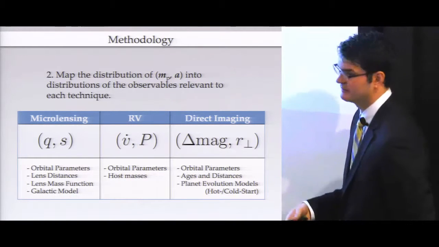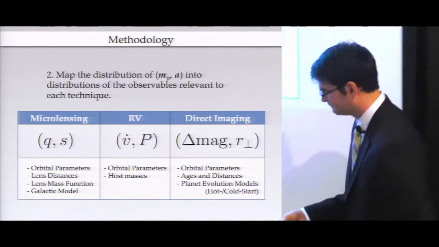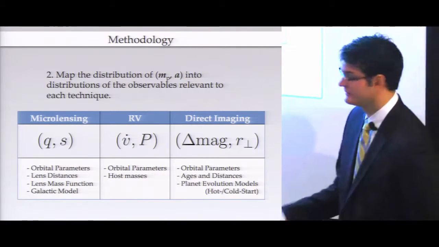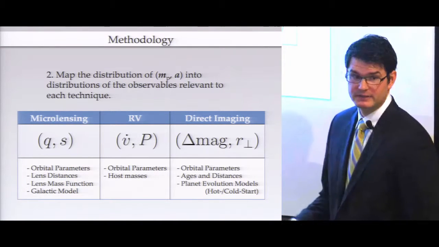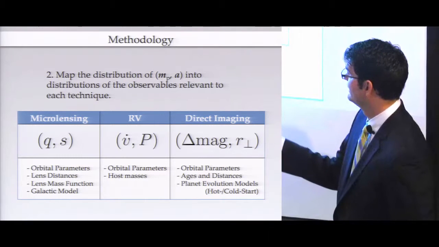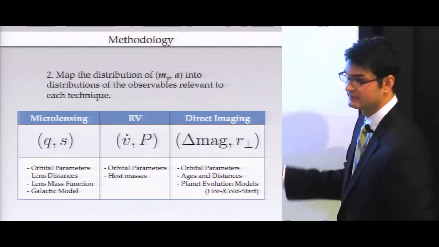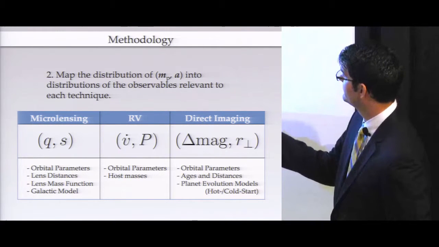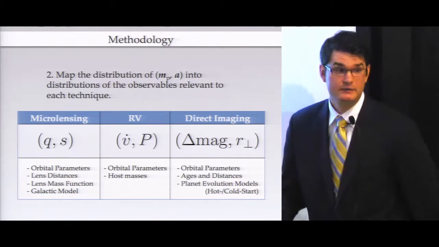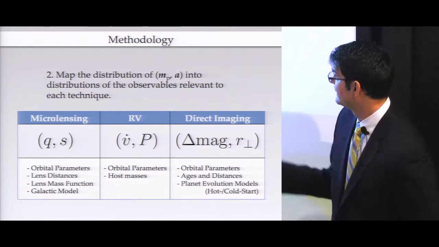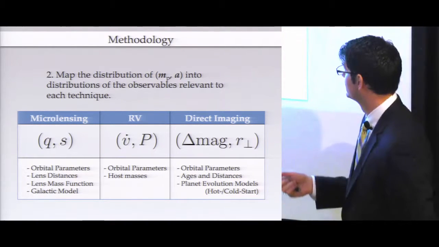In order to do this, we must adopt a galactic model and a lens mass function in order to get the relevant parameters such as the lens distance and the lens mass, as well as kinematics for the lenses. We must also generate orbital parameters for each of the planets in order to project the orbit and obtain our observables. For radial velocities, since we're interested in the trends, we must determine the orbital period of each of the planets. We must also determine the acceleration that each of the planets would induce on their host star. To do this requires knowledge of the host masses, and again, we must generate orbital parameters.